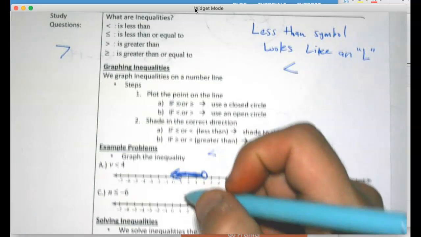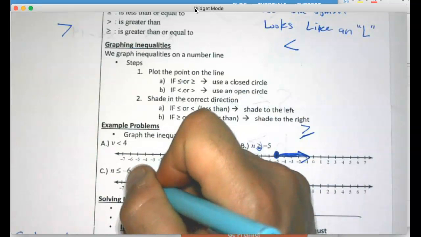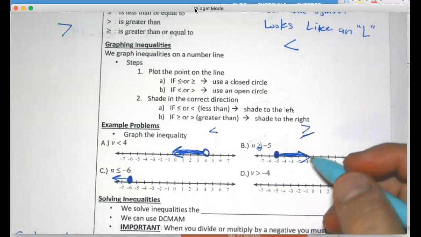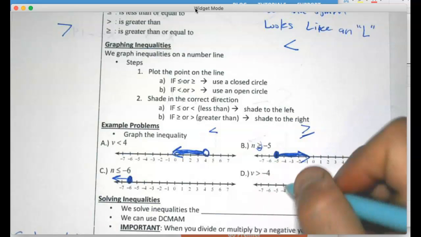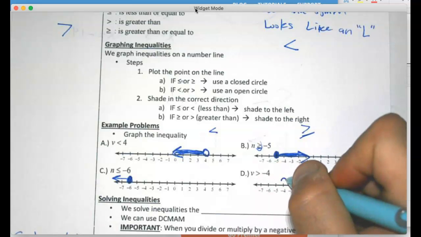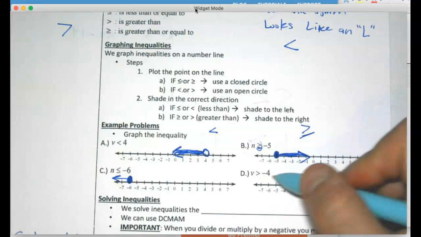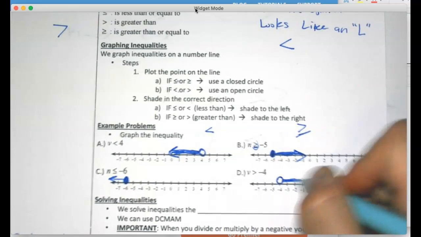Here N is less than or equal to negative 6. So circle at negative 6, less than or equal to means shaded in, less than means shade to the left, so there's that one. Here V is greater than negative 4. Well, first of all, leave the circle open because it doesn't say or equal to. Make the circle at negative 4, as you can see, and then it's greater than. Greater than means shade to the right.